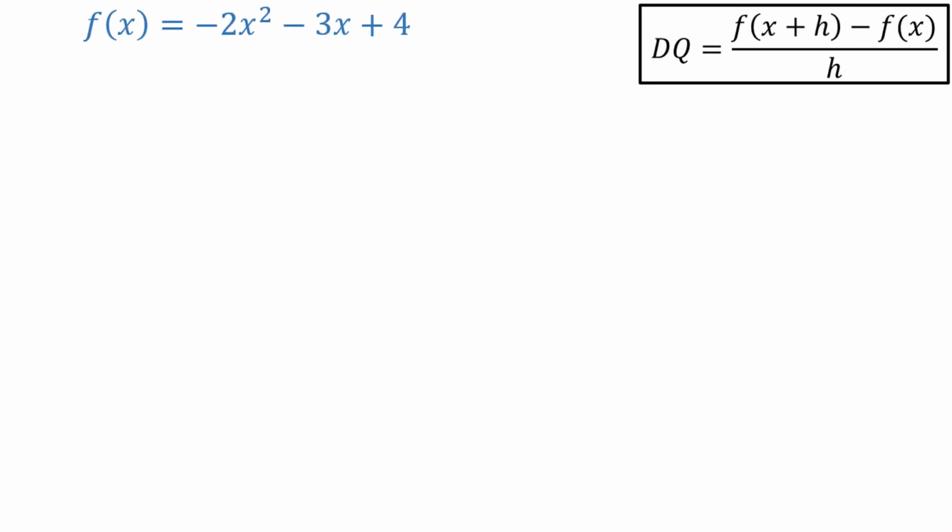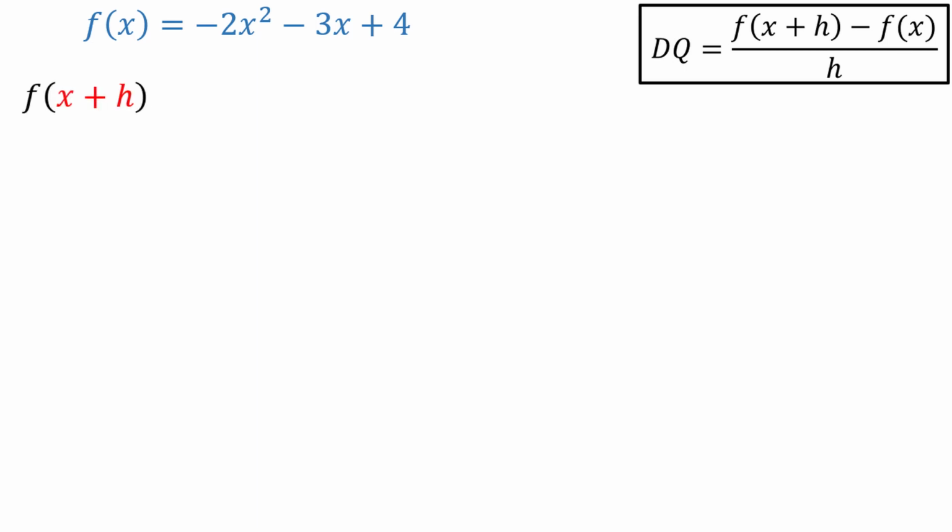Let's look at another example. Say we have f of x is equal to negative 2x squared minus 3x plus 4, and we want to find the difference quotient and then simplify as much as possible. The first step will be to calculate f of x plus h.